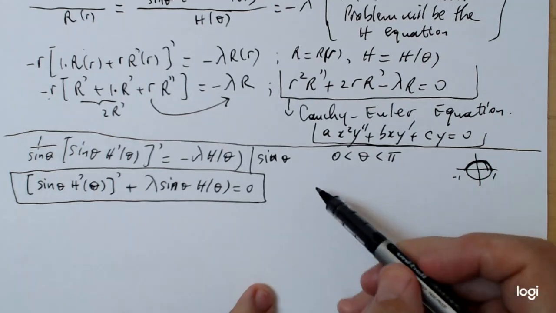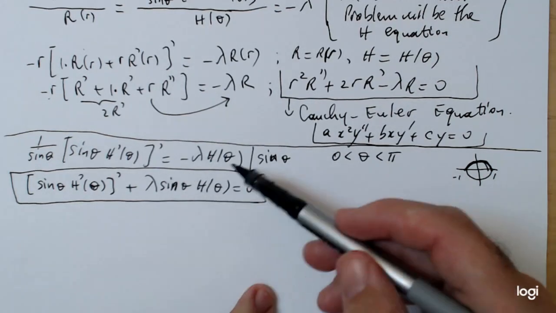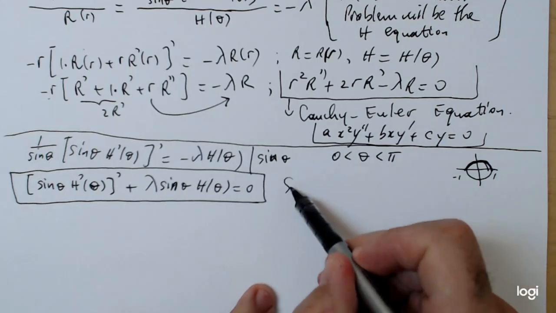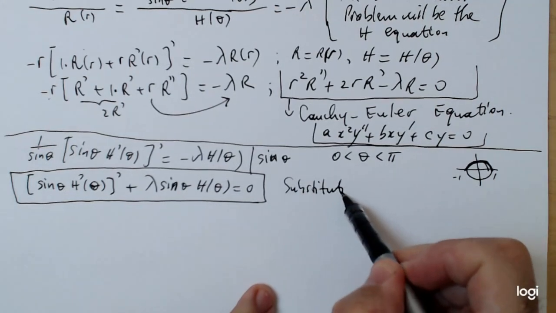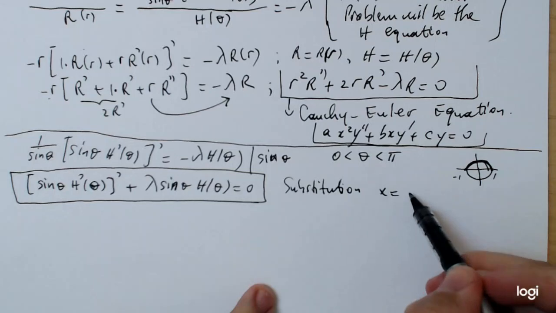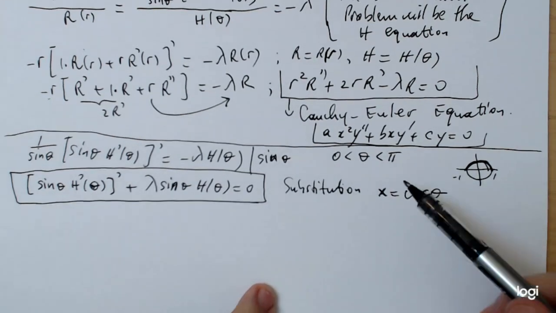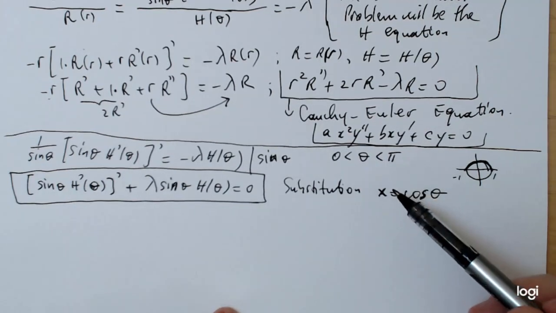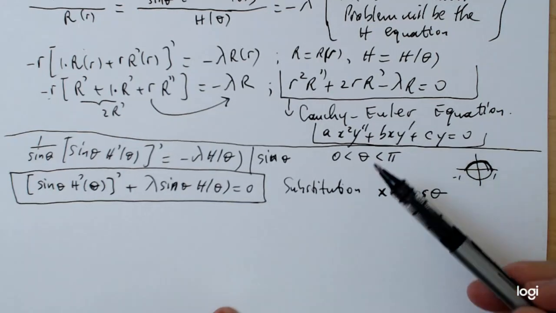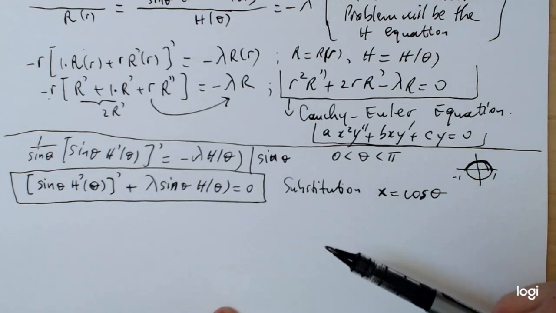So let's make the substitution, which you will see will simplify the equation quite a lot. Let's make the substitution x equals cosine of theta. Pay attention to the relationship between the domain of theta and the domain for x. That's very important for later, to understand how the process goes.